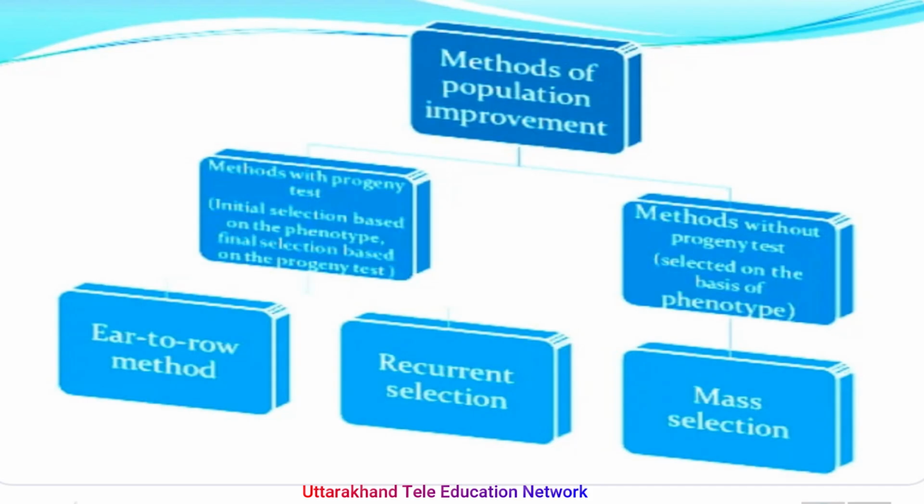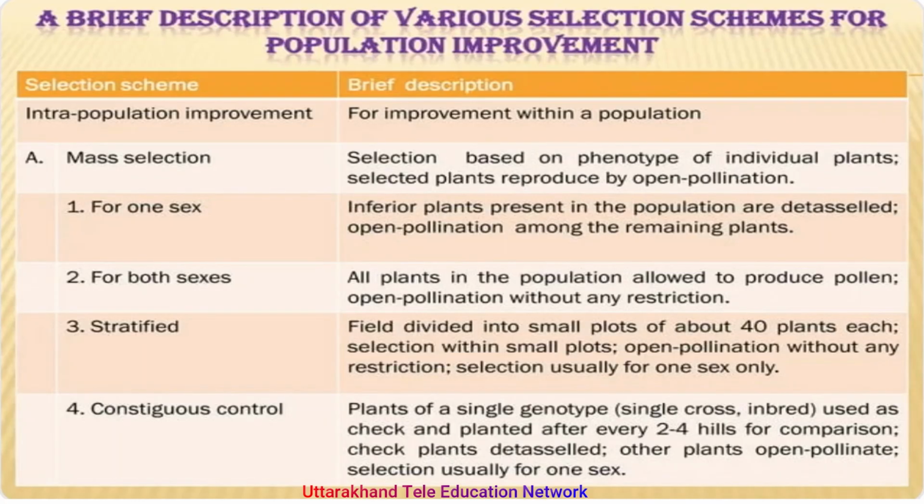These are the following steps used for crop improvement: methods of population improvement. Methods with progeny test: initial selection based on the phenotype, final selection based on the progeny test. Methods without progeny test: selected on the basis of phenotypes, ear to row method, recurrent selection, and mass selection.